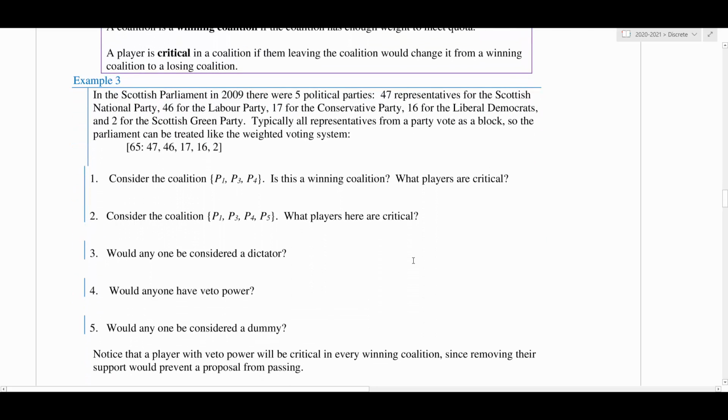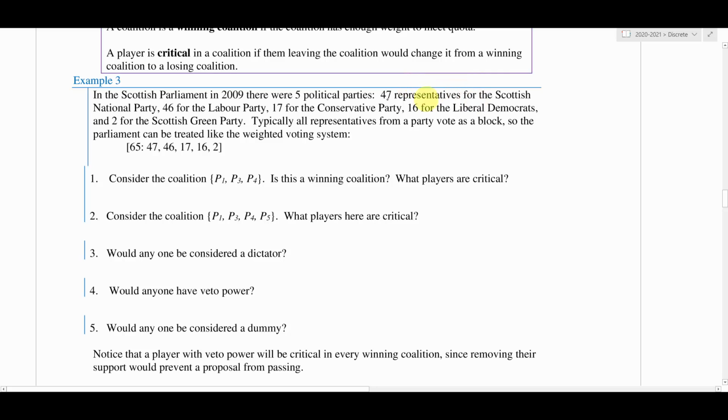All right, so this example talks about Scottish Parliament, and it describes the Scottish Parliament in 2009, and they have 5 different political parties, which is kind of crazy, right? Because we come from a country that essentially only has 2 political parties. They have 5, all right? And they are called the Scottish National Party, Labour Party, Conservative Party, Liberal Democrats, and the Scottish Green Party.